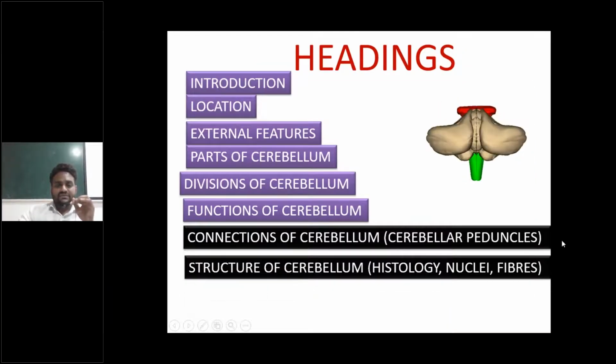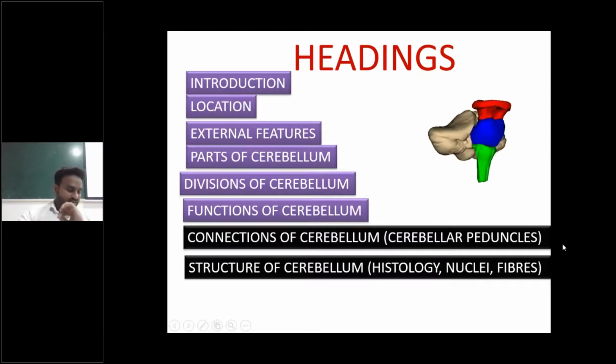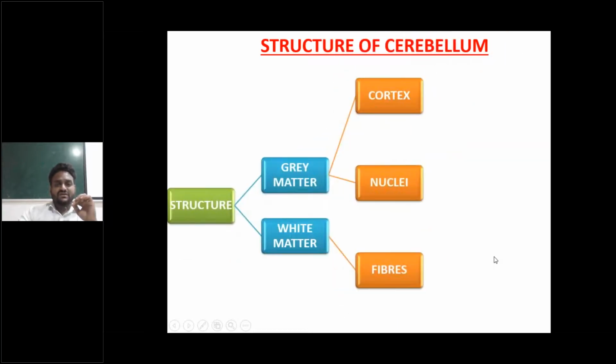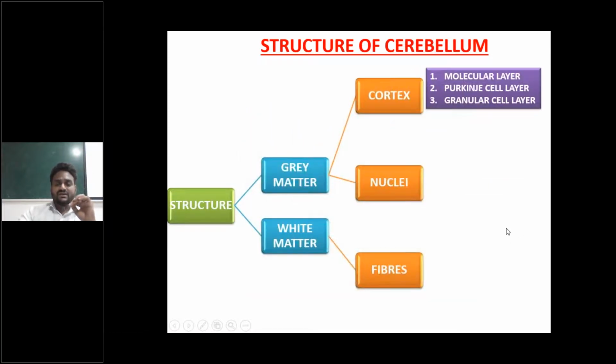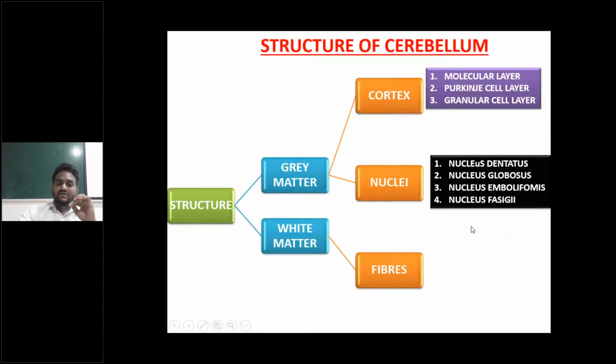Then next we come to the structure of the cerebellum. The cerebellum is made up of, as usual, nervous tissue: gray matter outside and white matter inside, like the cerebrum, unlike the spinal cord. The gray matter has 2 parts, cortex and nuclei. The cortex is formed by 3 cellular layers, and there are 4 nuclei, present in the white matter in the middle of the cerebellum. These are the 4 nuclei.